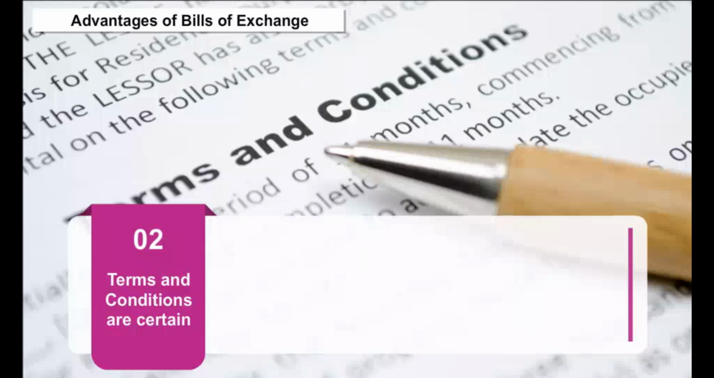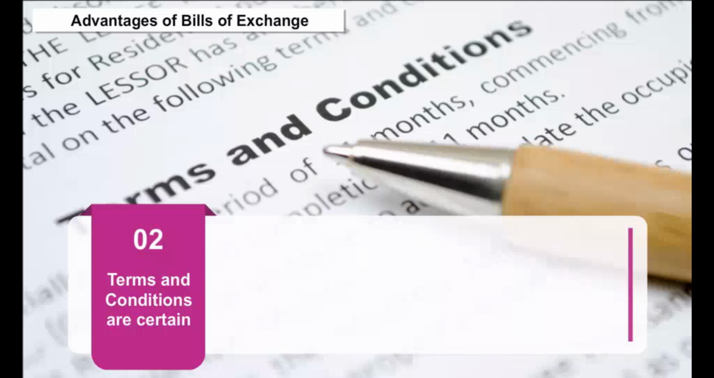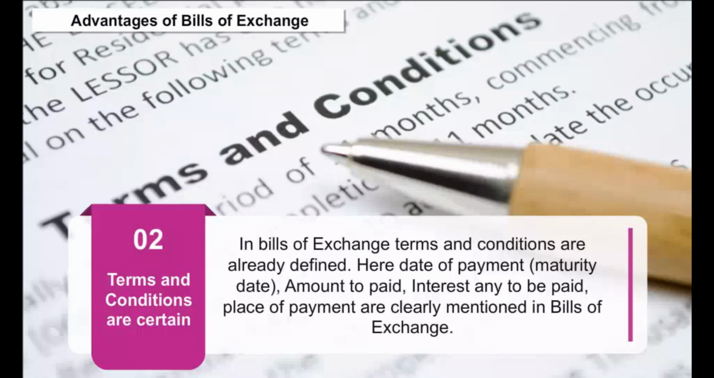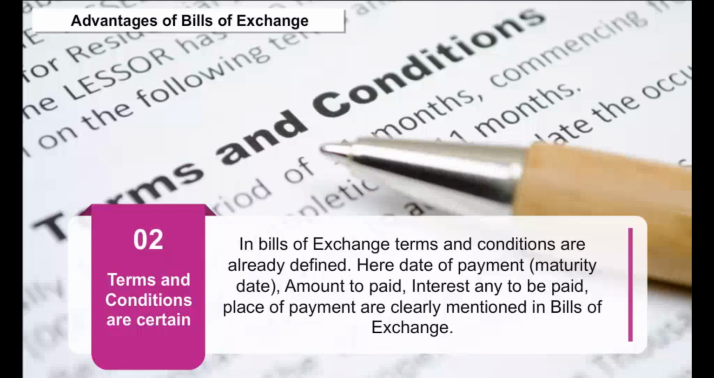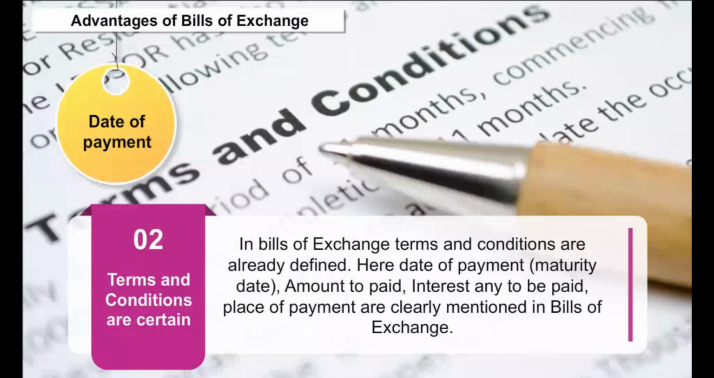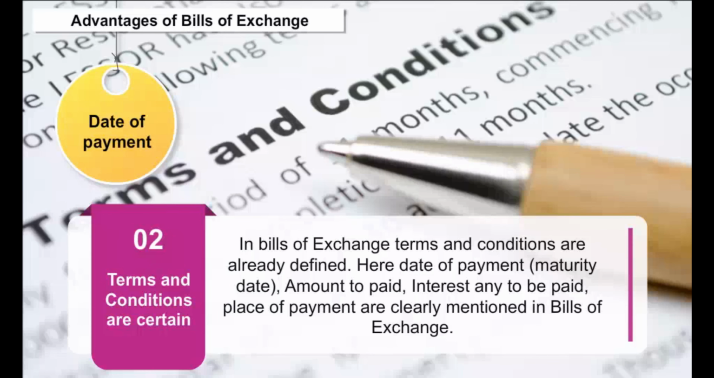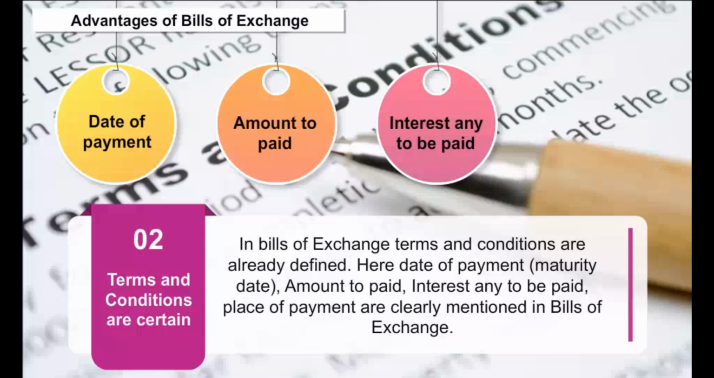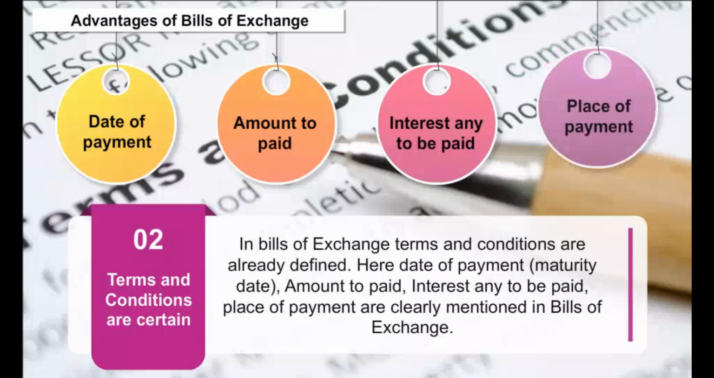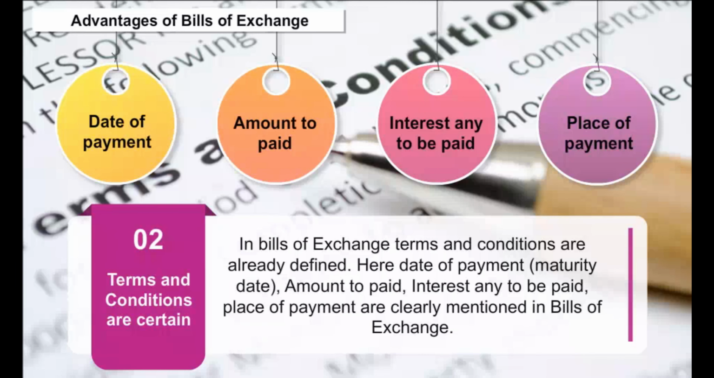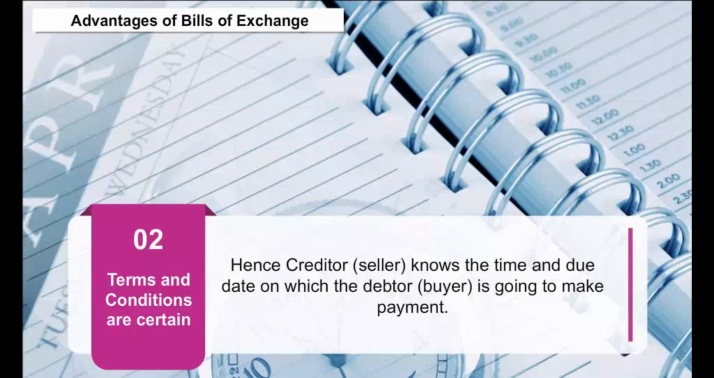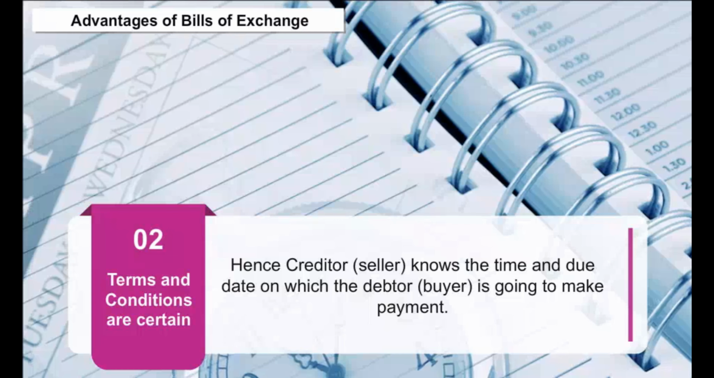Two, terms and conditions are certain. In bills of exchange, terms and conditions are already defined. Here, the date of payment, that is the maturity date, the amount to be paid, interest, if any, to be paid, and the place of payment are clearly mentioned in the bill of exchange. Hence, the creditor, that is the seller, knows the time and due date.